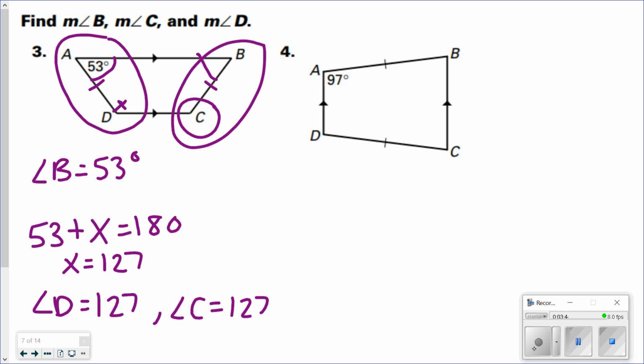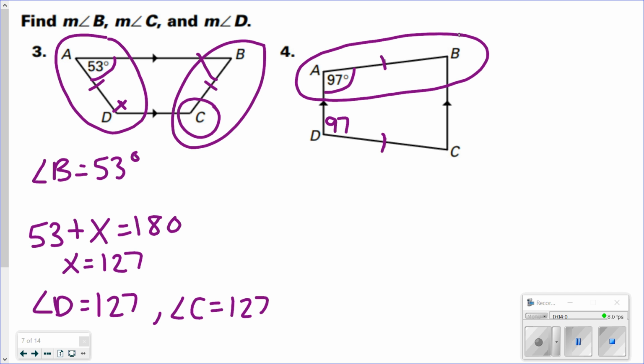So number 4. Once again, I see that I have an isosceles trapezoid because of those tick marks. So those legs are congruent. So I know that angle A is 97 degrees. So what is the measure of angle D? Well, it would also be 97 degrees. Now looking at angle B, we know that they are supplementary. So if angle A is 97, what would the measure of angle B be? And the answer is 83. And if angle B is equal to 83, what is the measure of angle C? It is also 83.